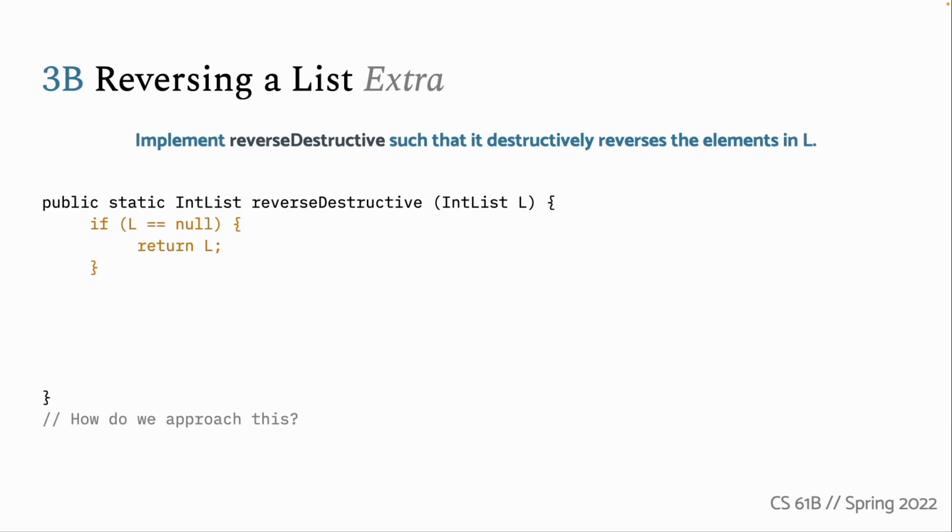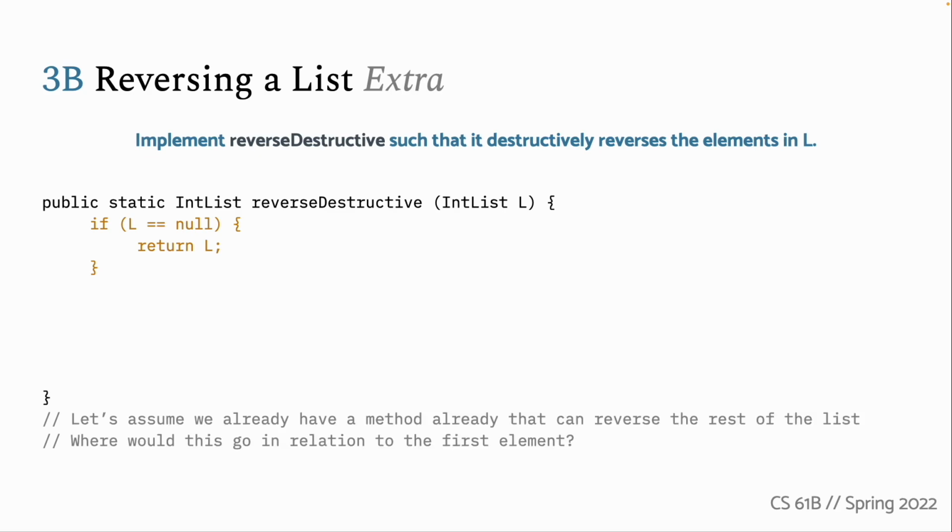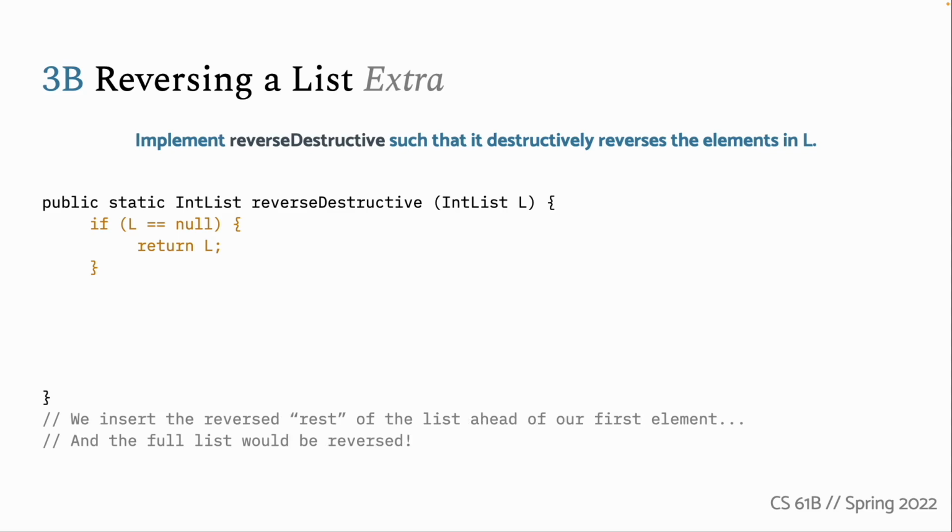Now, how are we going to approach the recursive call here? So let's assume that we already have a method that can reverse the rest of the list that we're on. So we're focusing on a single node within this int list right now. Where would this node go in relation to the first element? It would go before it. So we insert the reversed rest of the list ahead of our first element, and then the full list would be reversed.